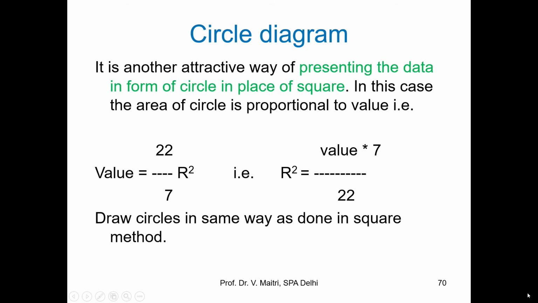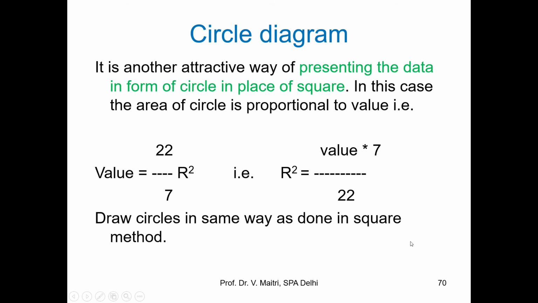Similarly to the square diagram, the circle diagram is one step further. We draw it in the form of a circle. In this case, the area of the circle is proportional to its value. So we have to draw the radius of that. For the value, we have to find out the radius. So r square is given by value divided by 22/7.